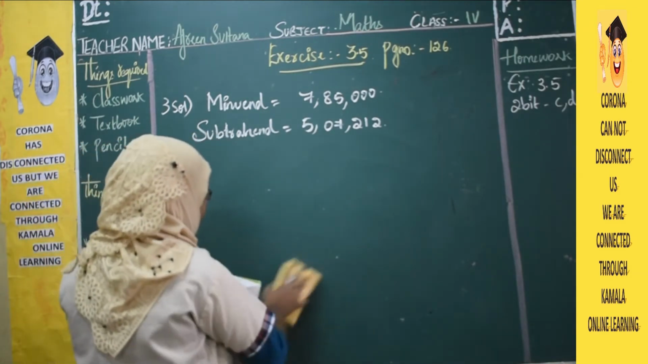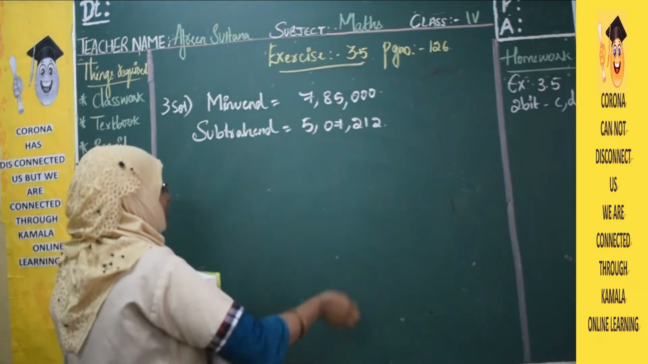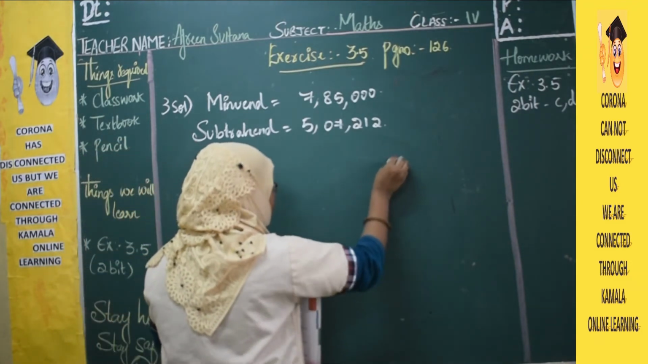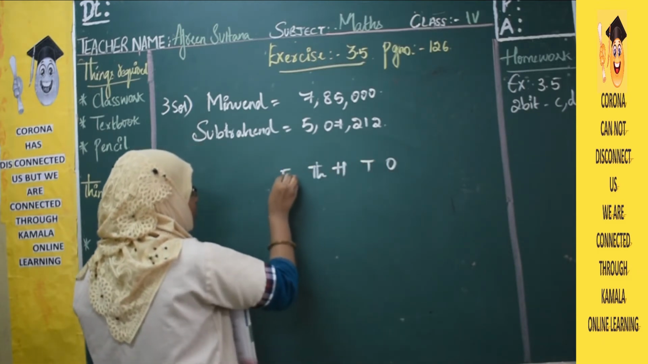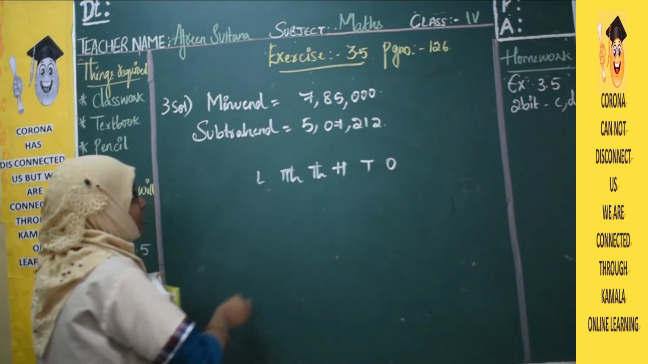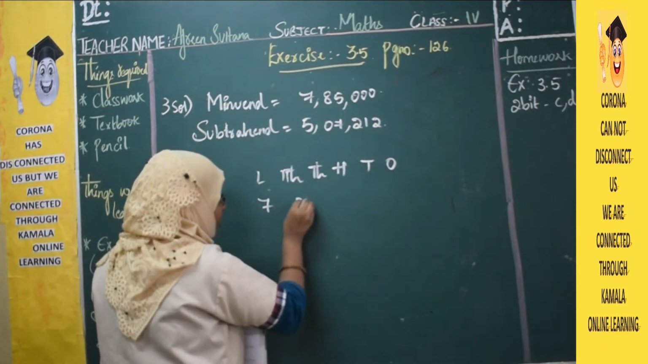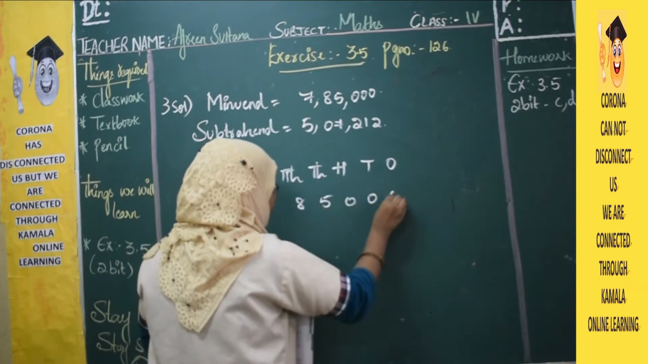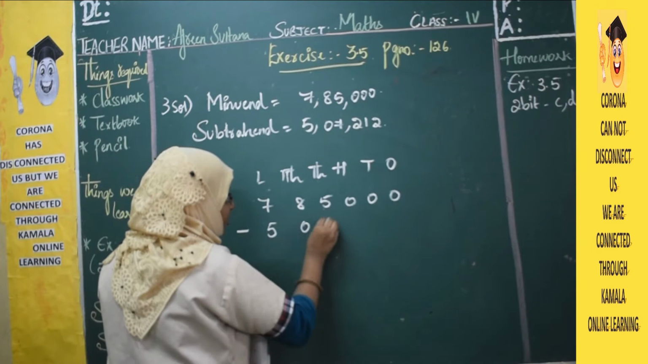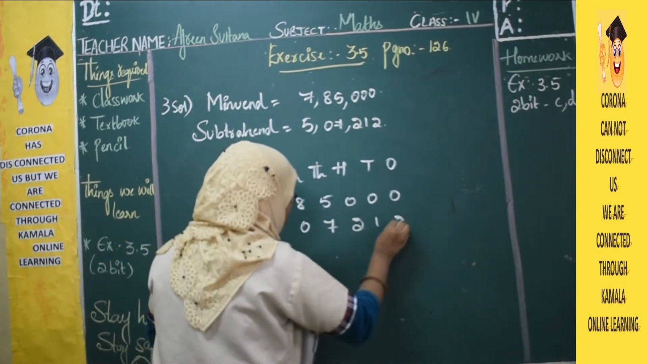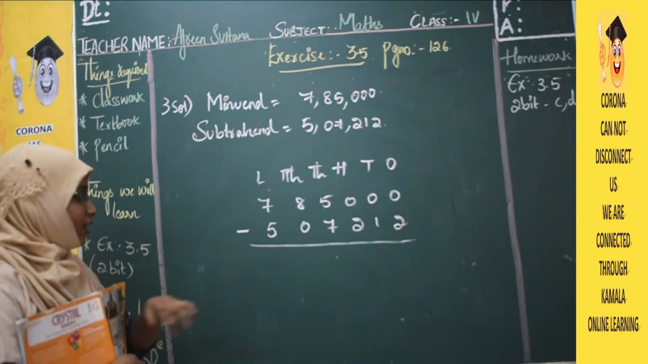Let us write the given numbers column wise. See, both are having lakhs place. So it is very easy for us. Let us write ones, tens, 100, 1,000, 10,000 and lakh. First let us write minuend. Now what is minuend? 7,85,000 minus 5,07,212. Okay. Now let us start.